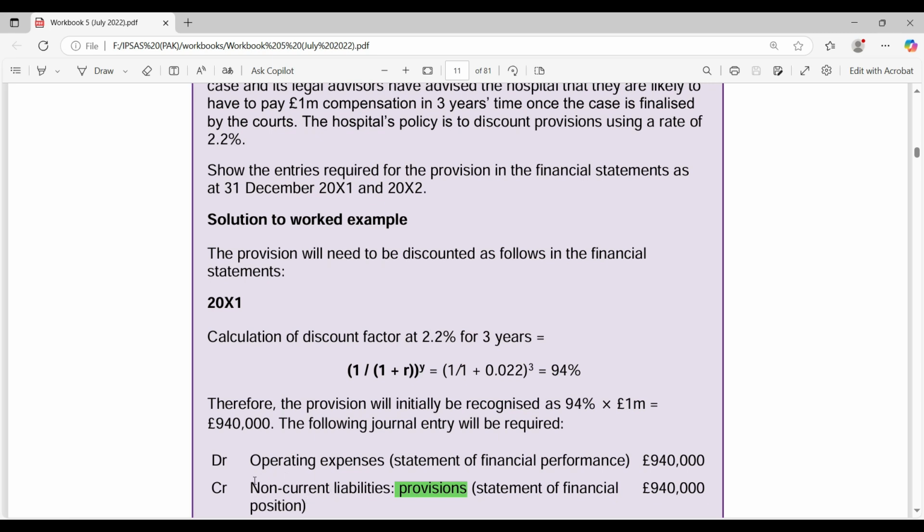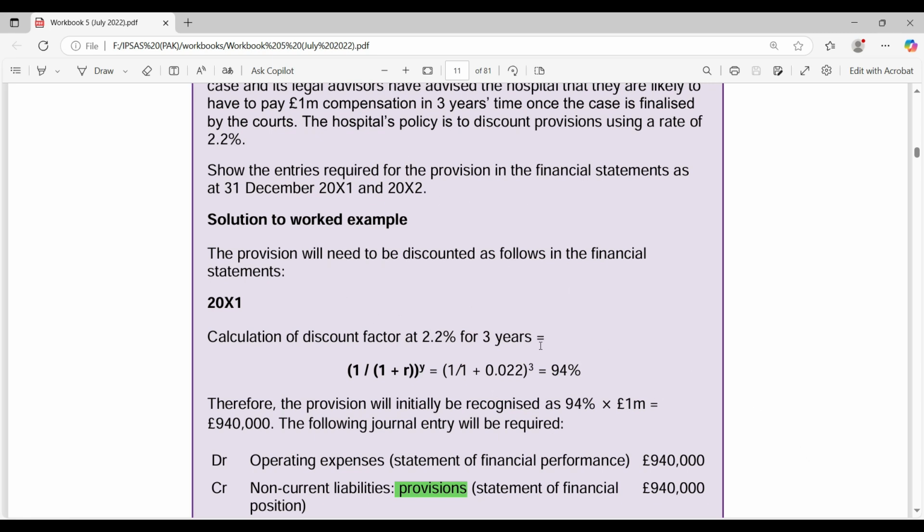According to IPSAS, long-term liabilities is not a term. As per IPSAS, long-term liabilities are named non-current liabilities. Credit to non-current liabilities, provisions, and provisions go to long-term liabilities, go to non-current liabilities, go to the statement of financial position. This is in the case of the first year.